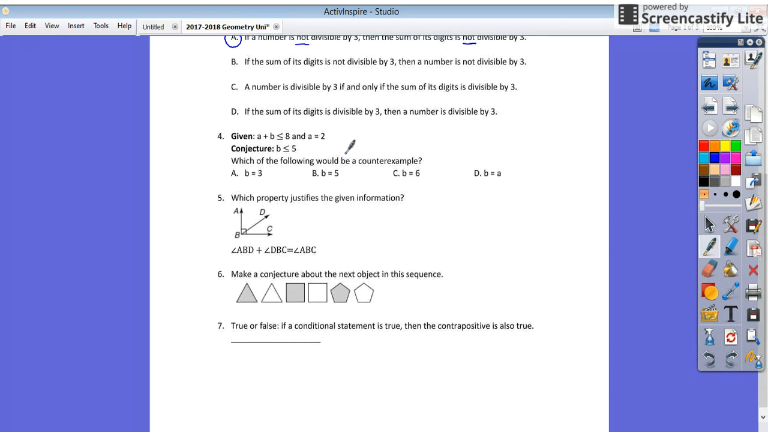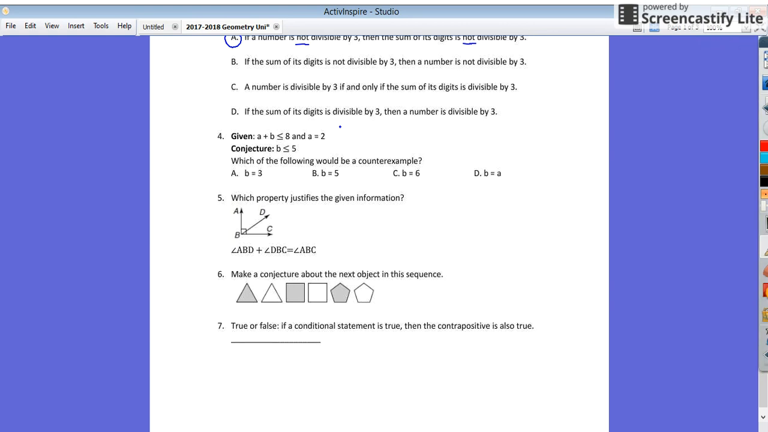Number 4, we're given that A plus B is less than or equal to 8 and A is equal to 2, and then our conjecture is that B has to be less than or equal to 5. And which of these would be a counterexample? The only one that is greater than 5 would be B equals 6. And if we plug in our 2 and we plug in our 6, we can see that, in fact, that is a true statement. So 6 would be our counterexample to our conjecture.